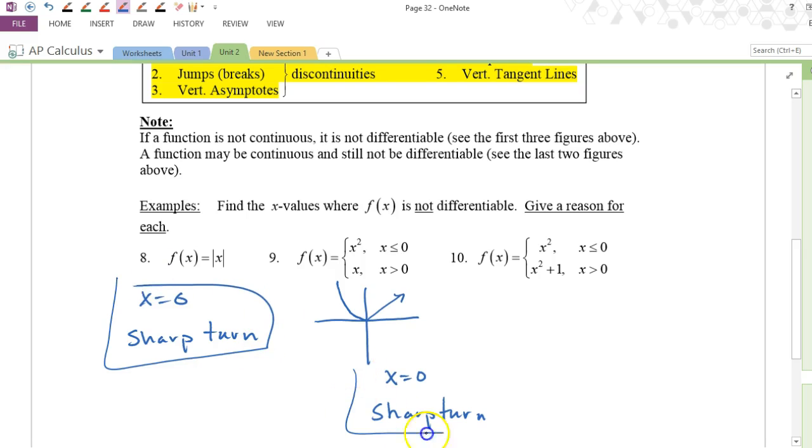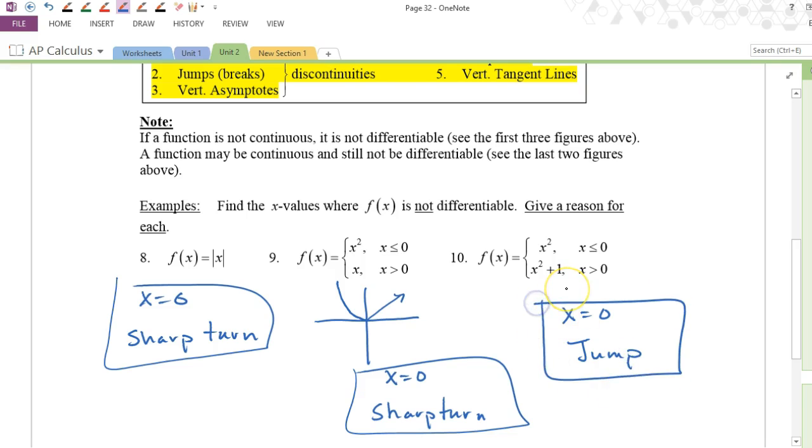Okay, what about question number 10? Looking at the two pieces, do we have any issues with the two pieces individually? x squared is good. What about x squared plus 1? There's nothing wrong with that, but do they come together at the same place? No. There is an actual jump. It goes from 0 up to 1. So at x equals 0, there is a jump. So it is not differentiable at 0.